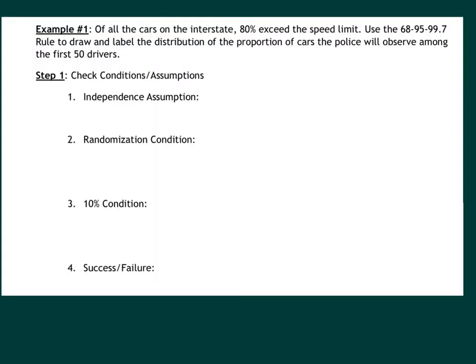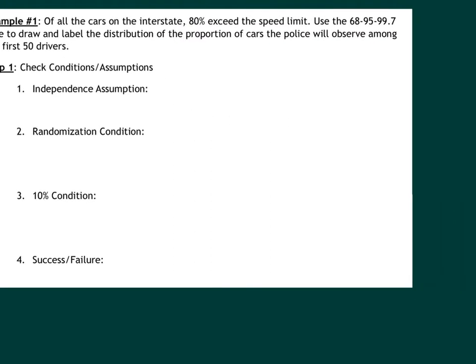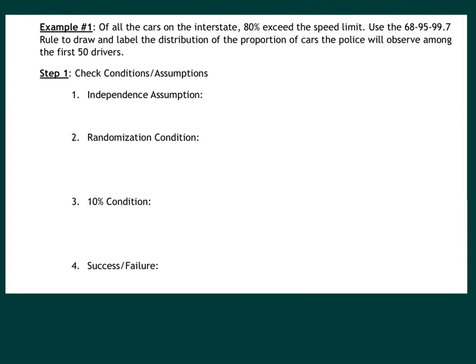So let's do an example. This one is saying that of all the cars on the interstate, 80% exceed the speed limit. We're going to use the 68, 95, 99.7 rule to draw and label the distribution of the proportion of cars the police will observe among the first 50 drivers. So this rule right here, you've seen it before. It's what you're going to use when you use a normal model.